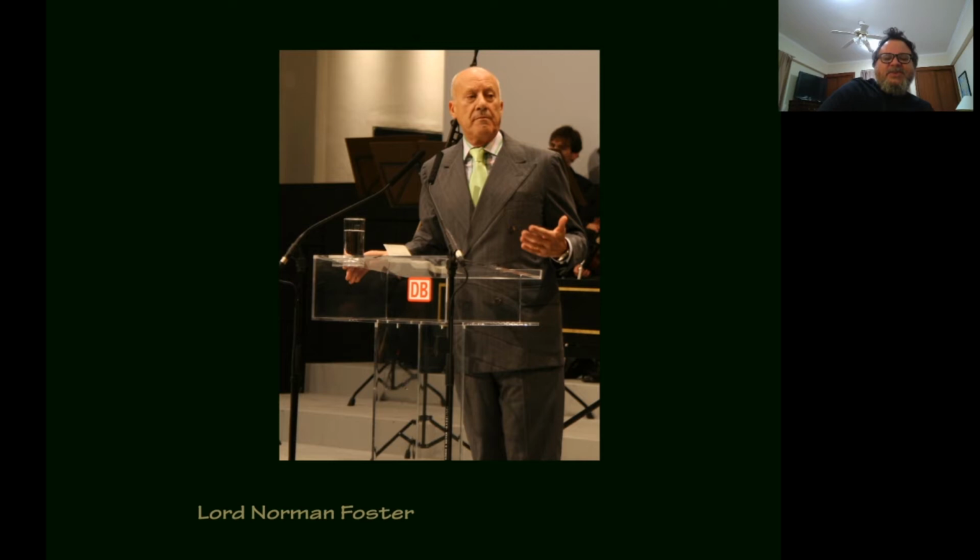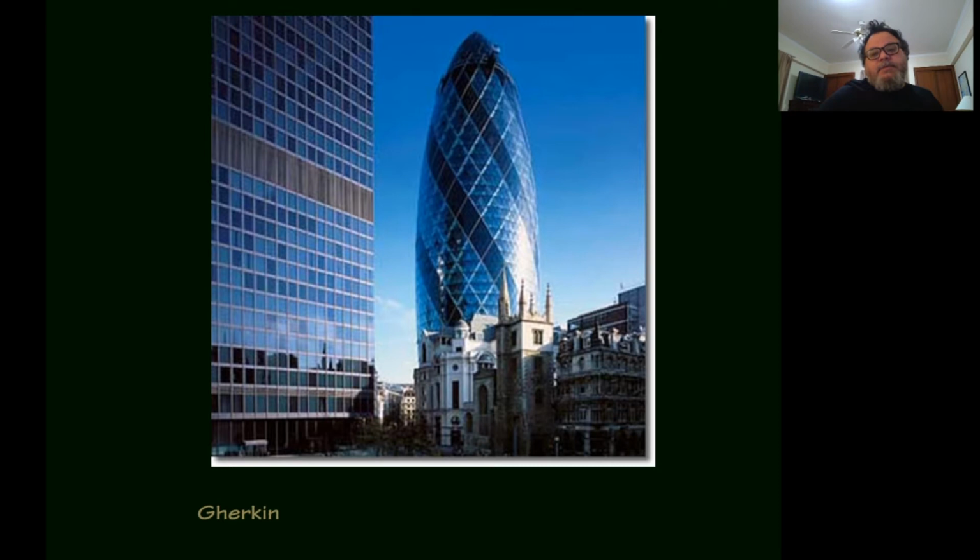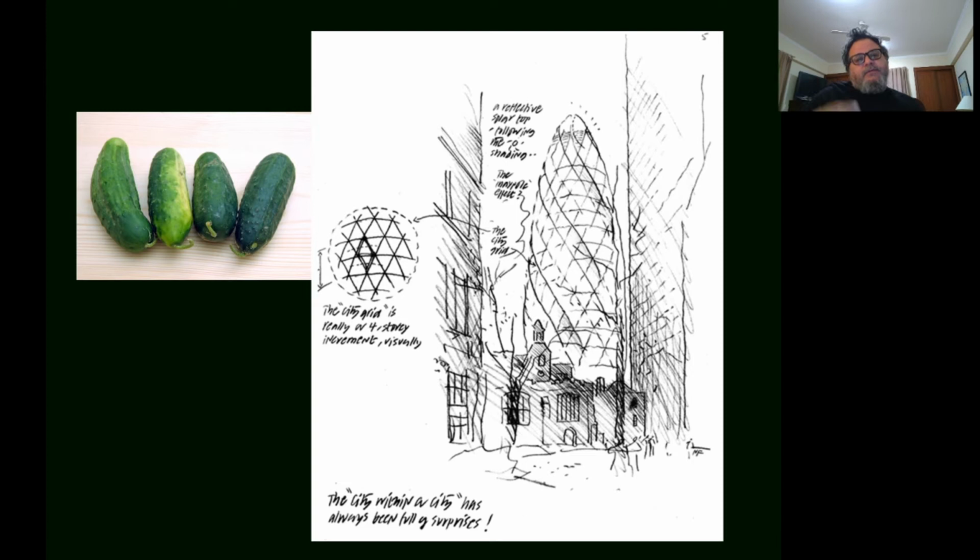Foster develops the Gherkin, which is sort of the beginning of London City and the financial district of London, and it works on a different, more complicated structural system. It allows it to look very different from all the buildings that have been there in the past. They call it the Gherkin not just because it looks like a pickle, but also because the underwebbing inside the skin gives it its structural integrity the same way a set of turgid tubes do the inside of a gherkin.